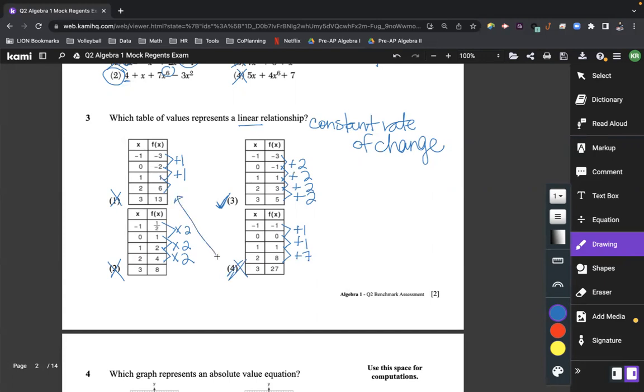These two did the same thing. That's why we check every single value. So the trick here was there, and the trick here was there. This is the only table that has a constant rate of change. So the answer here is 3.